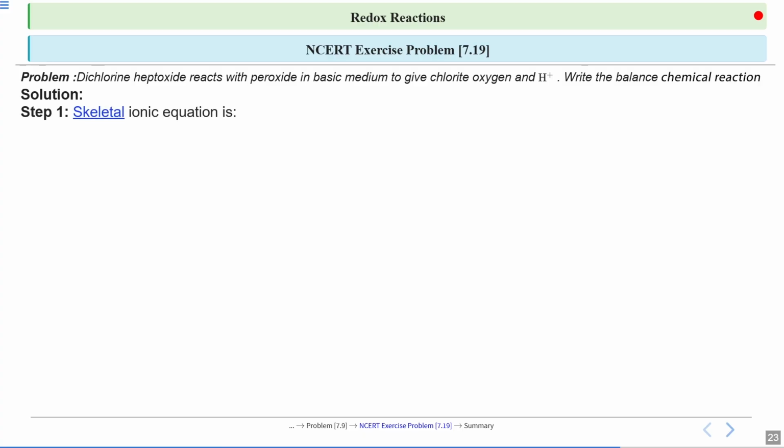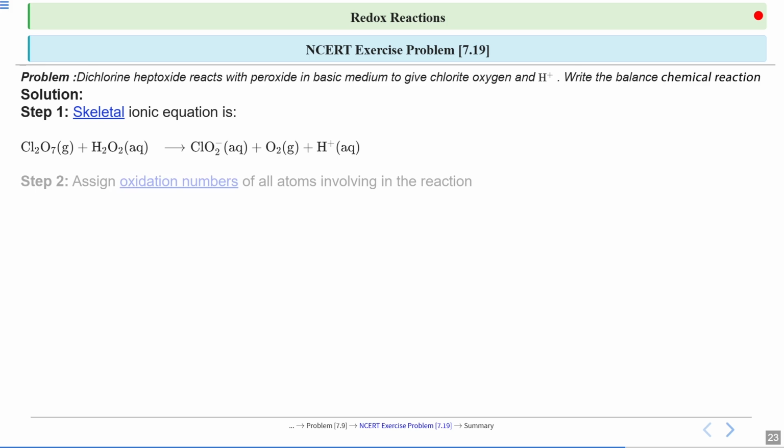So in the first step we will write the skeletal ionic equation, and the equation would be chlorine heptoxide, that means Cl2O7 in the gaseous form, is reacting with peroxide, that means H2O2 in the aqueous medium. So this is giving ClO2 negative plus O2 plus H positive.